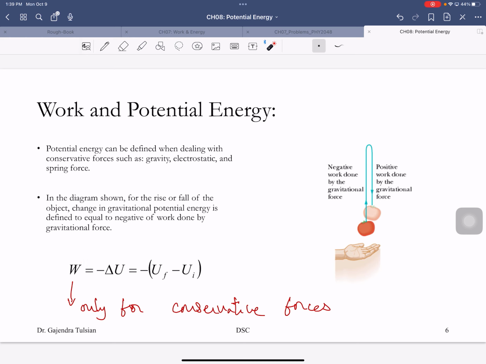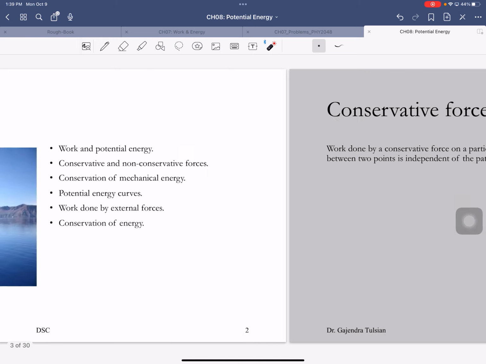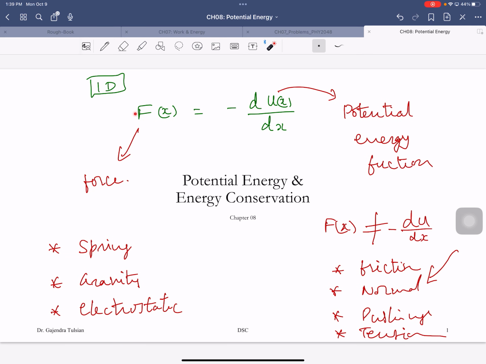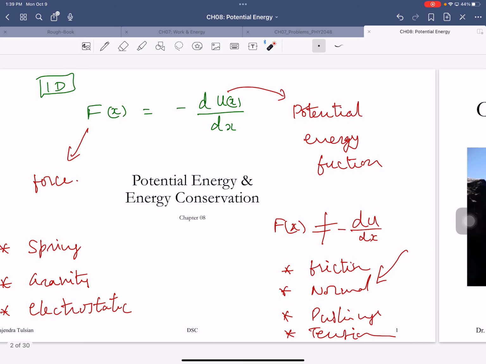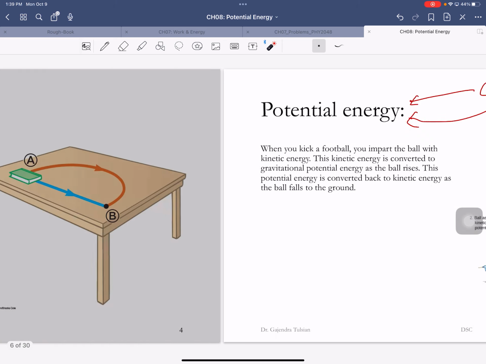So for conservative forces, the work done is equal to that. And why could you do this? Why was this possible? Because conservative forces are the negative derivative of a potential energy function. That's the only reason you could do that.